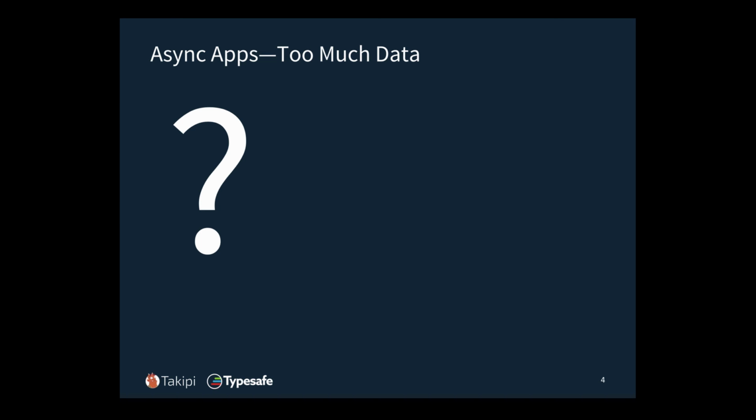So in an async application, there's simply too much data to track. If you're trying to track everything that goes on, and you have millions of actors and they send a lot of messages, this is very difficult. It's actually something we tried in a product called Typesafe Console, where we had the approach to track everything that was going on inside of your application.